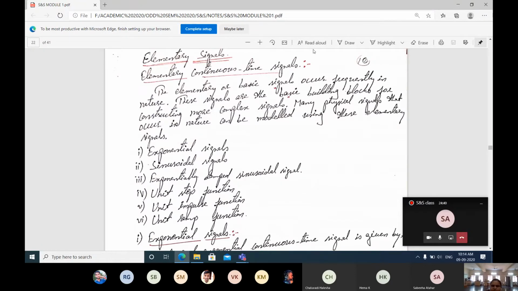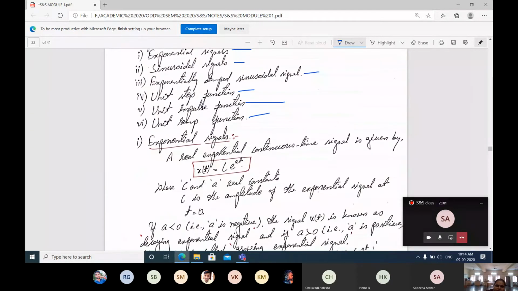The first one is the exponential signal, sinusoidal, exponentially damped sinusoidal signal, unit step function, unit impulse function, and unit ramp function. These are all the 6 elementary signals. We will go with the first one.